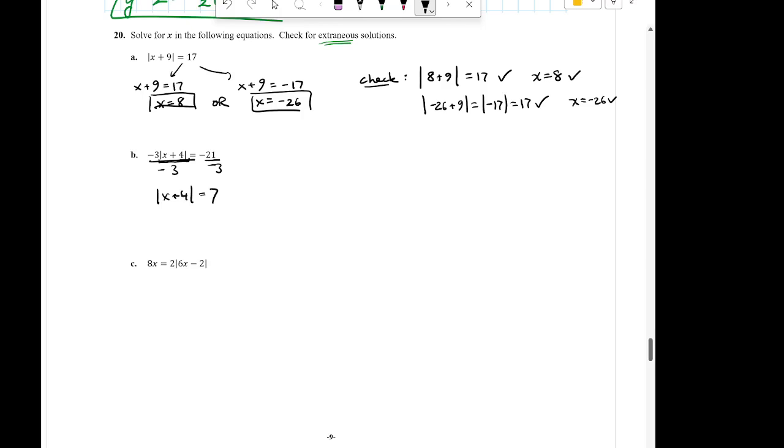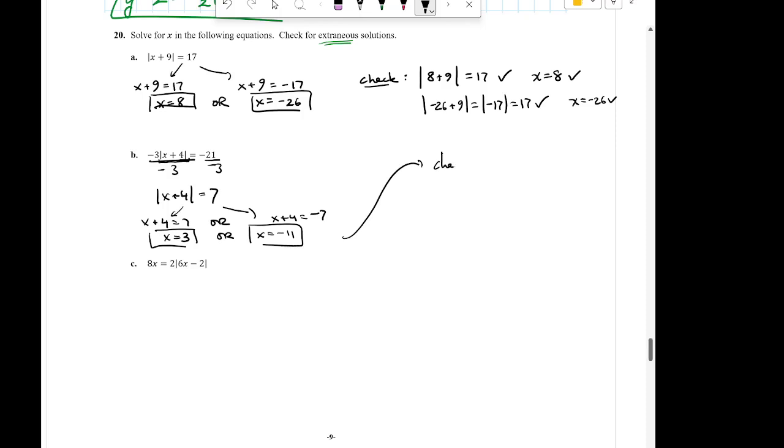And now the setup is a lot more like part A. So this is where we can split it into two. x plus 4 equals 7, or the inside equals negative 7. And so then this will be x equals 3 or x equals negative 11. And these end up both working too, because again, there's only a constant. The x term's only inside the absolute value.